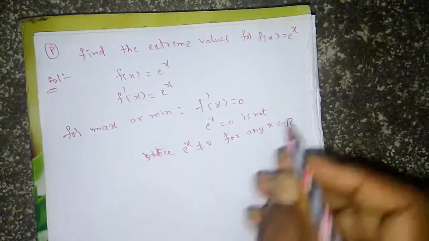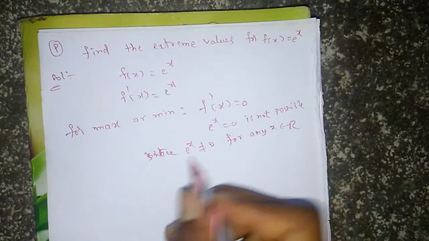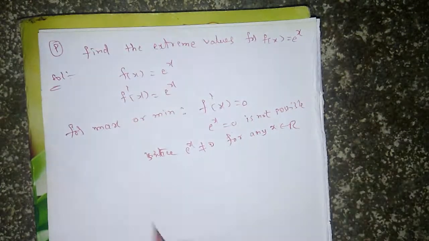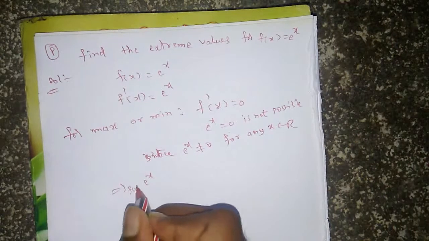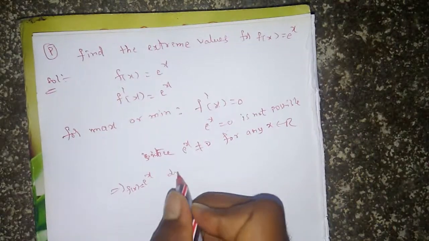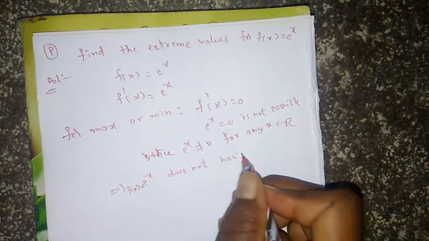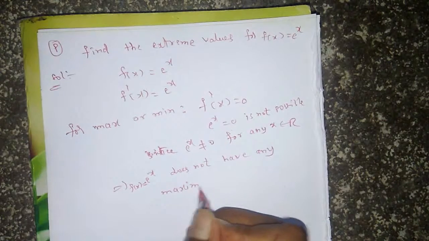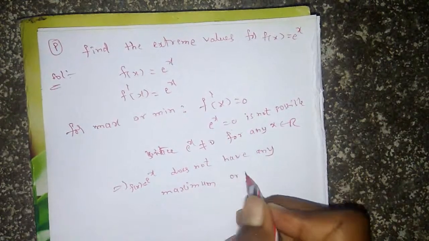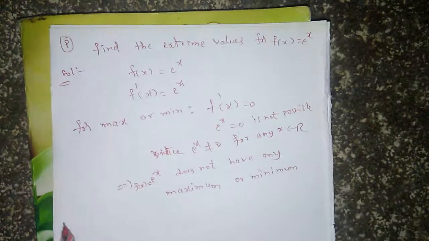since e power x is never 0, f dash of x cannot be 0. This implies f of x is equal to e power x does not have or cannot have any maximum or minimum. This is one method.